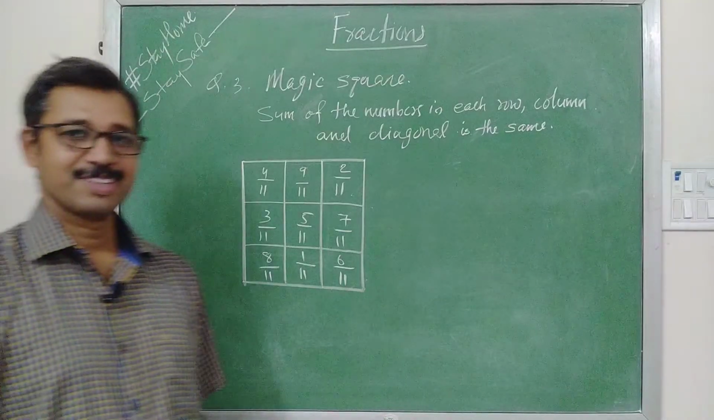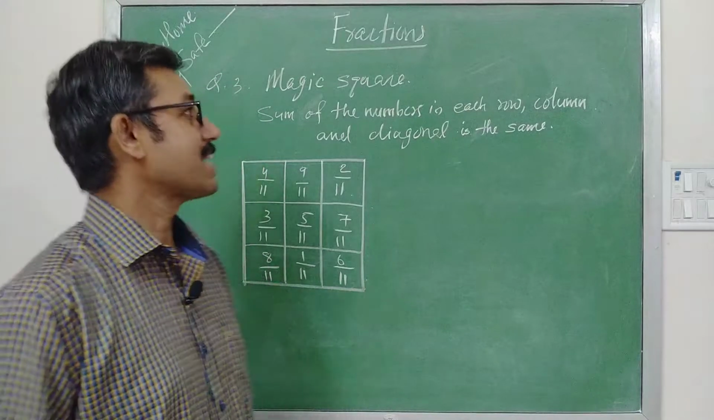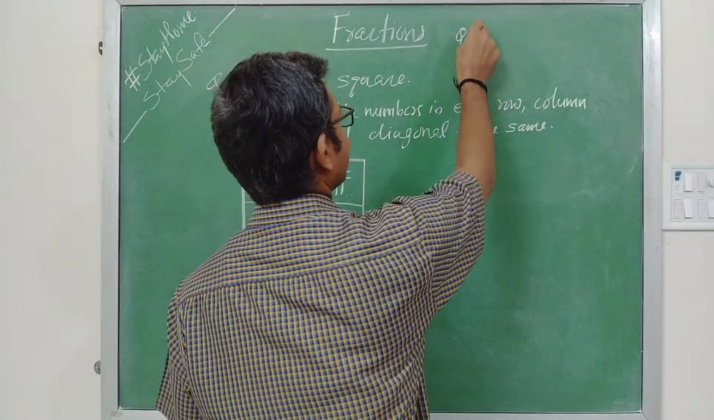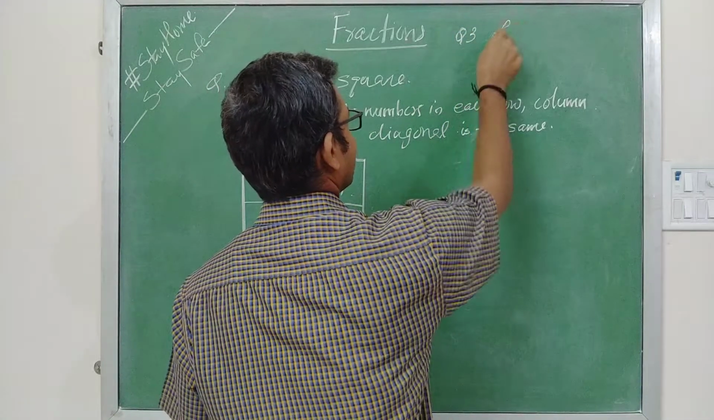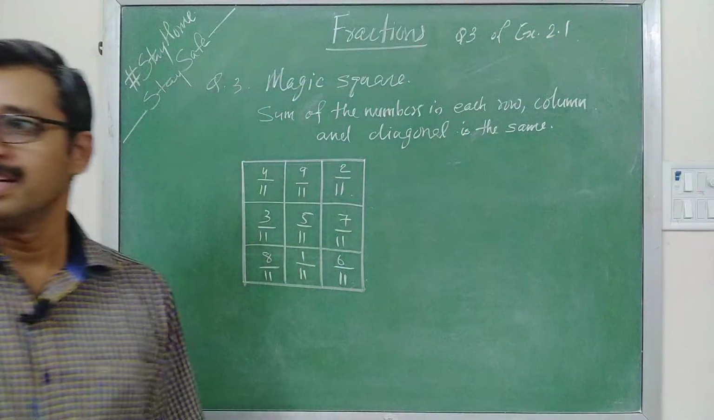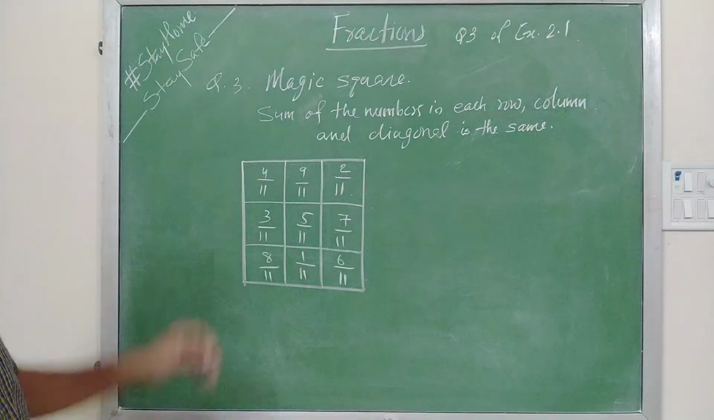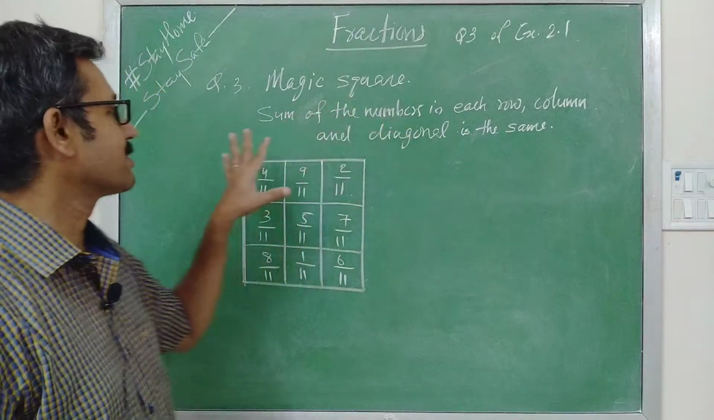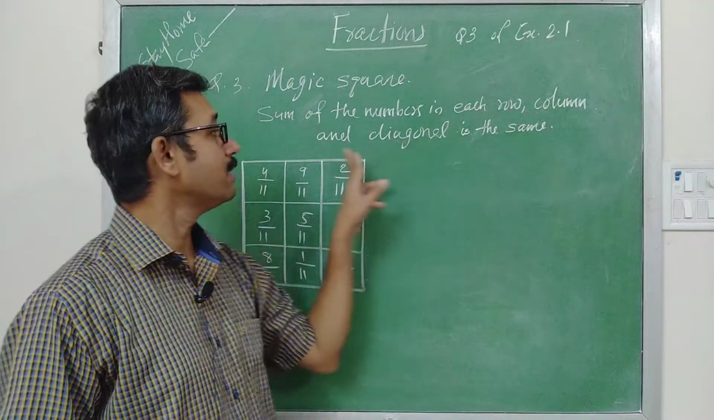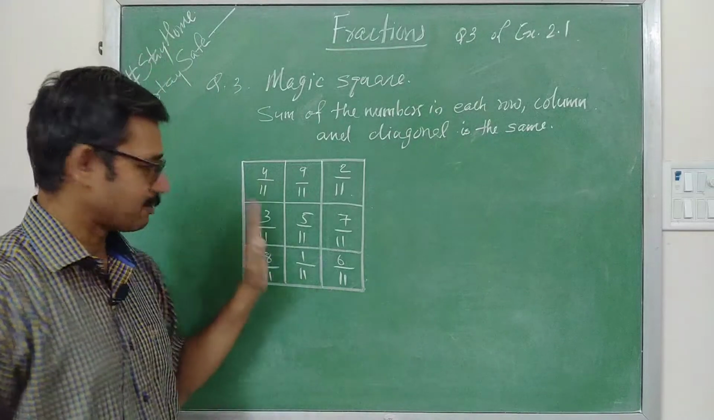Hello friends, today we are going to start the next question, that is question number 3 of exercise 2 point. Now the question is, I already wrote on the board. Here it is the magic square. Sum of the numbers in each row, column and diagonal is the same. This is the magic.